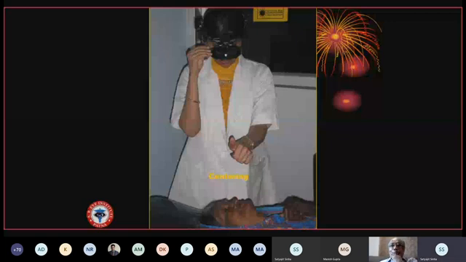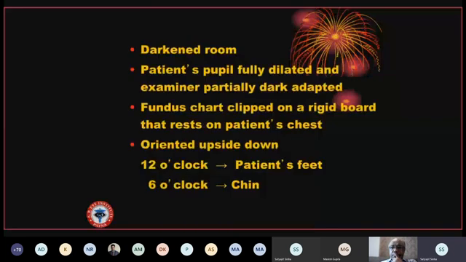So this is very important, what Dr. Saurabh has given about the centering. Now we come to the actual examination. The room has to be darkened. This is very important. The patient's pupil has to be fully dilated, and the examiner has to be partially dark adapted. Now, how do we do the indirect ophthalmoscopy?